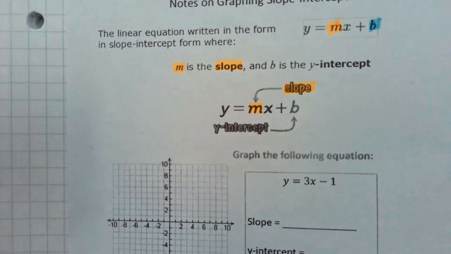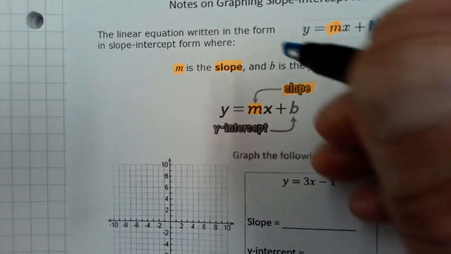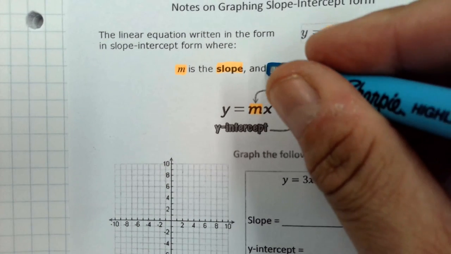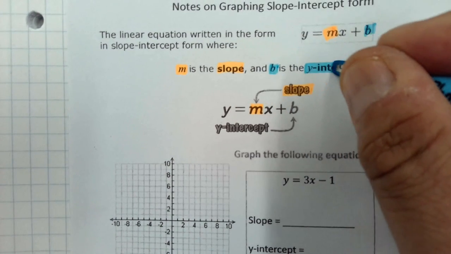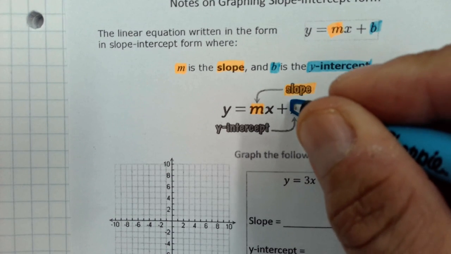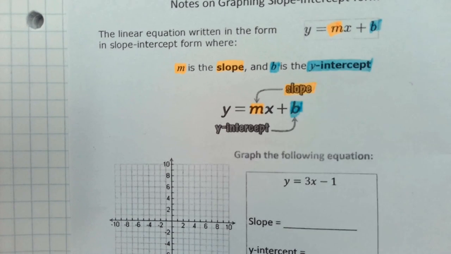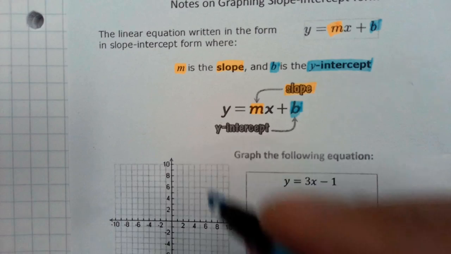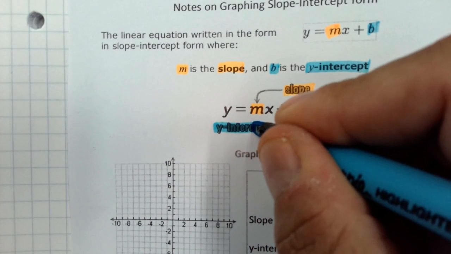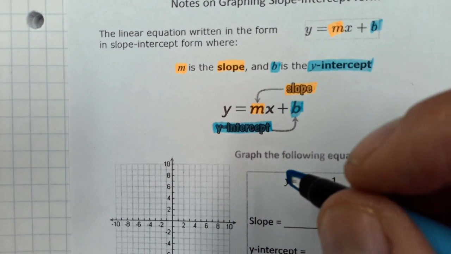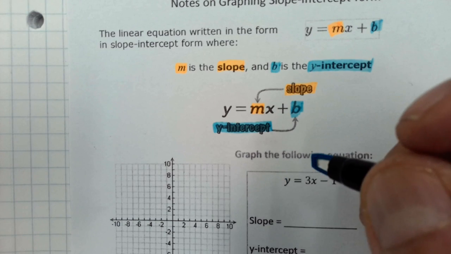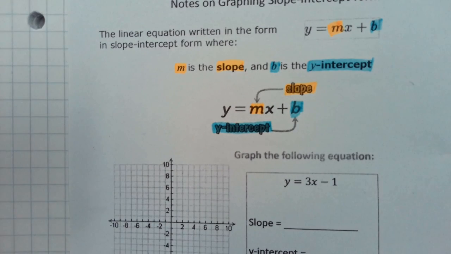Okay? And the other piece of information you get when an equation is written like this is whatever number b is, the constant, that's going to be the y-intercept. So whatever number is here in this position is where the line crosses the y-axis. All right? And you may be saying, okay, well, how does that help me graph the line? Soon will be revealed.